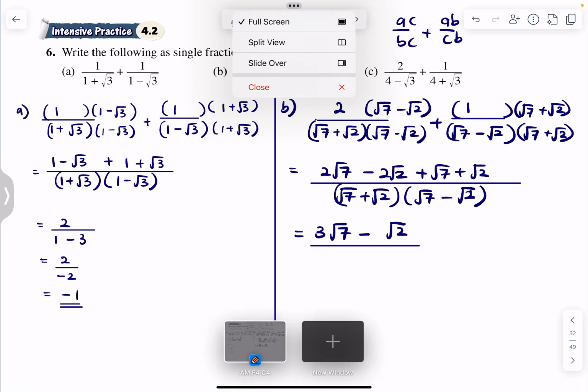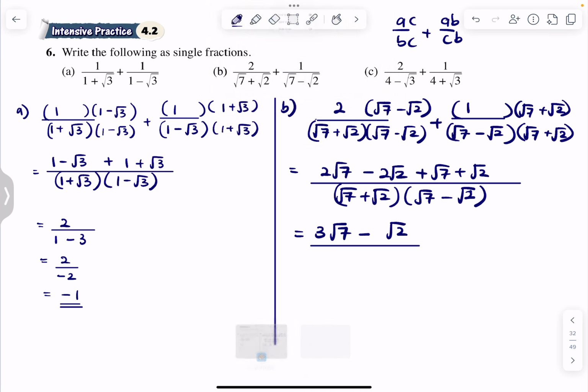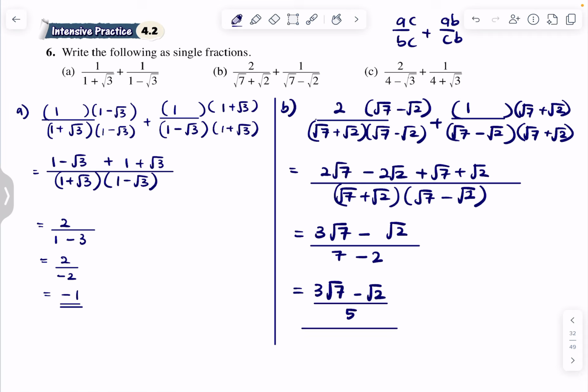And our denominator, we can use the shortcut. The shortcut for conjugate is this times this, 7. This times this is negative 2. Now the denominator we can simplify. Denominator is just 5. So we can't simplify further. Therefore this will be our final answer. Done.